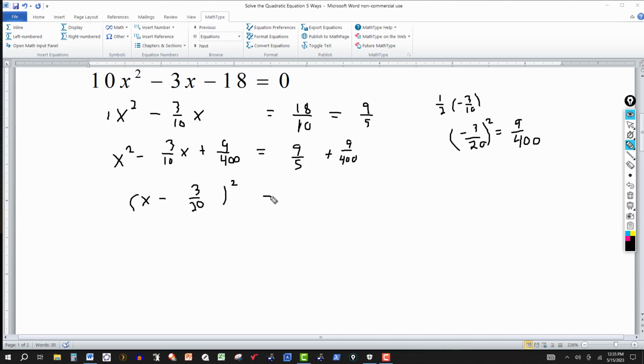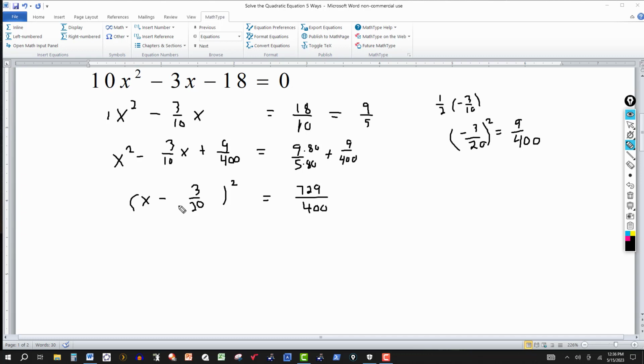And then on the other side, in order to combine the 9/5 and the 9 over 400, we have to have the same denominator. So to get 400 on the first fraction, we're going to multiply this by 80. So this will give us 400 then, and then 9. And now we can add 9 times 80 plus the 9. That'll give us the same thing we got with the quadratic formula, 729 over 400. Now we have it in this form right here.